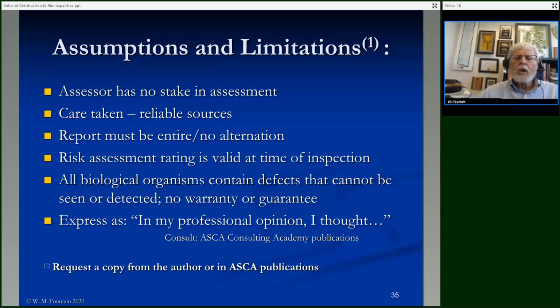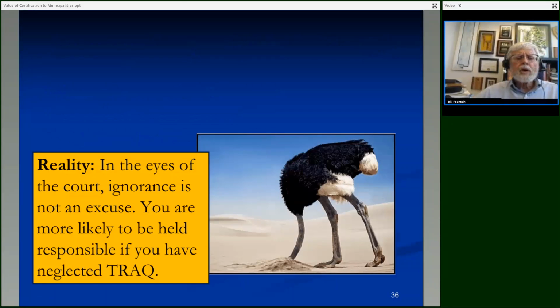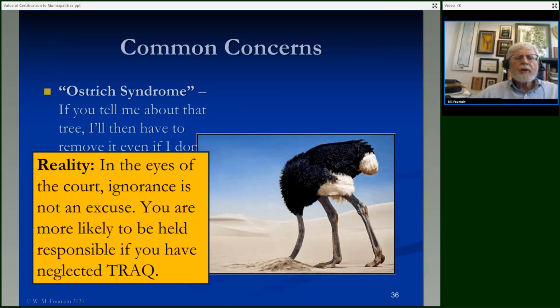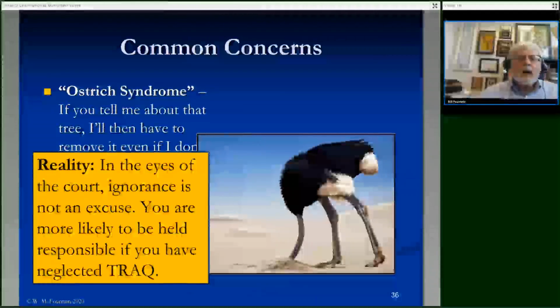failed. You cannot be held in the American judicial system as liable, as high a degree of liability, if it's your professional opinion. To say that the thought that the tree was going to fail didn't even occur to me, forgetting about their professional opinion. So remember that expression. And if you want a copy of it, I'll be glad to send a copy to you. So in reality, we need to forget about ostrich syndrome.